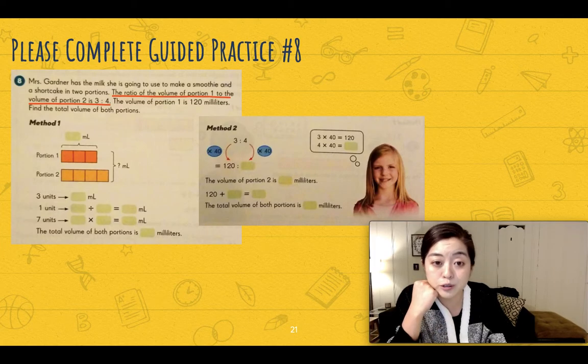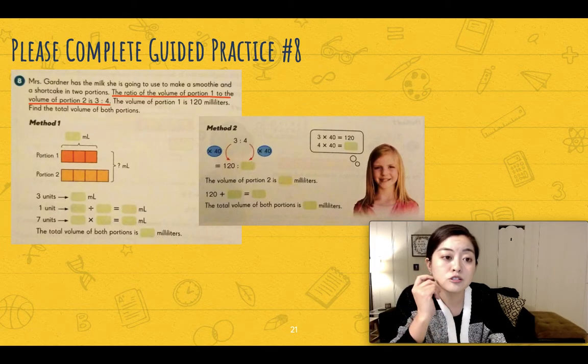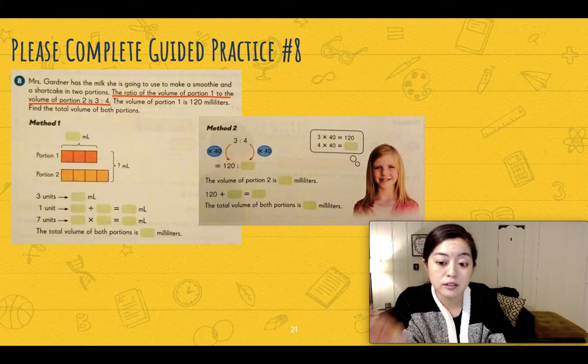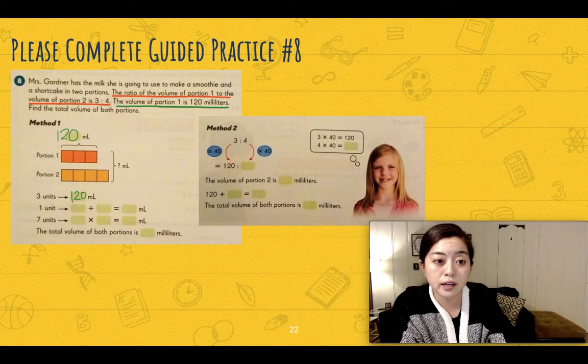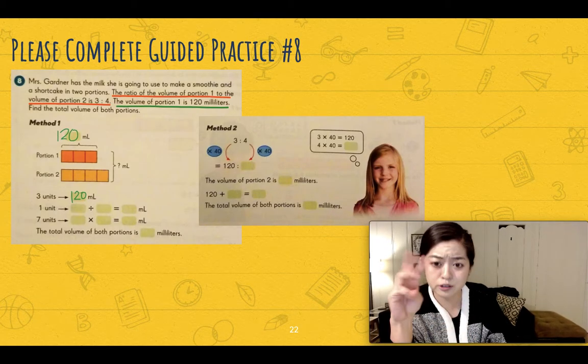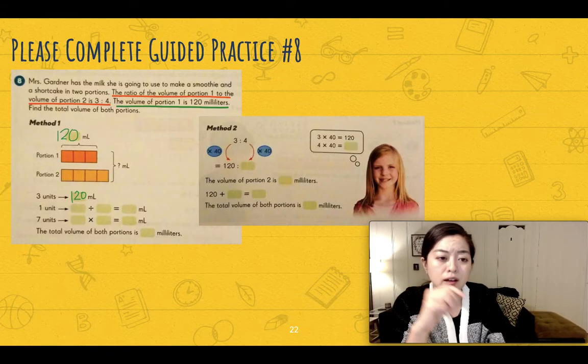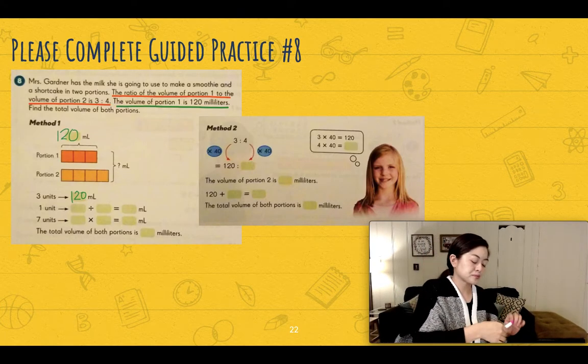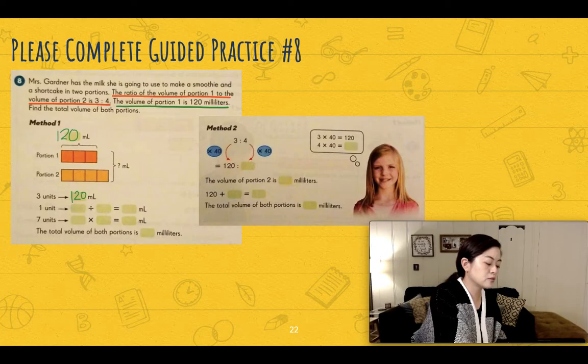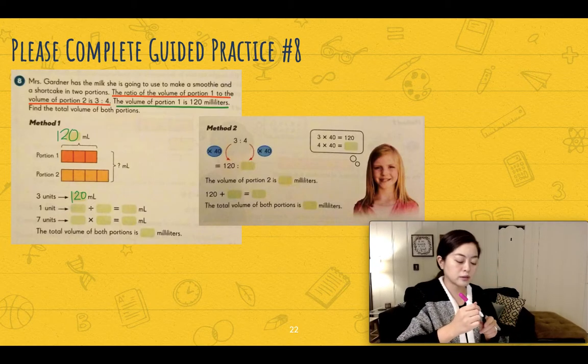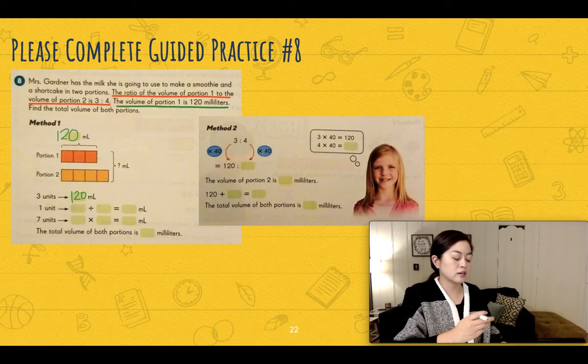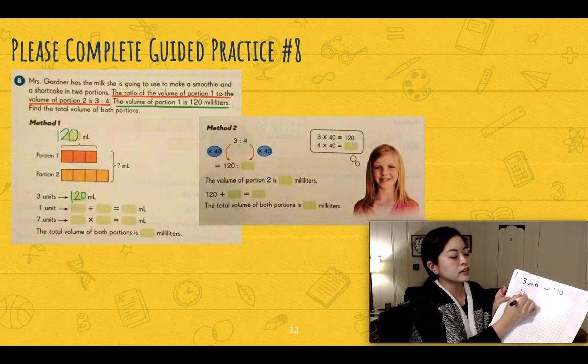So method 1, they're using the bar model, okay? So portion 1 above the bar model there, the total is 120. So I'm gonna put that there. And how many units is equal to 120? There's 3 units, right? So if 3 units is equal to 120 milliliters, okay, how do I get to 1 unit?